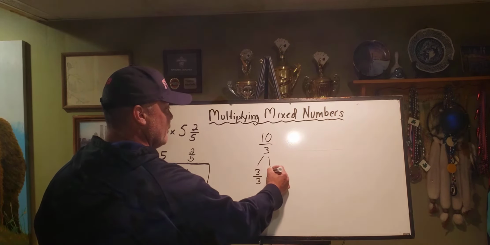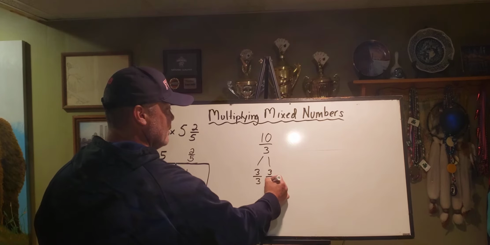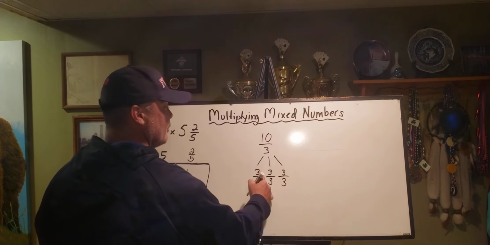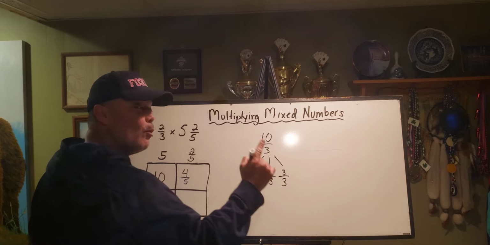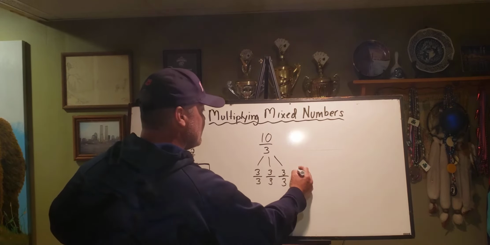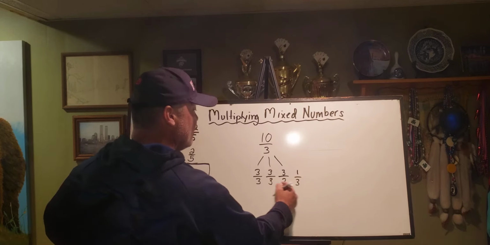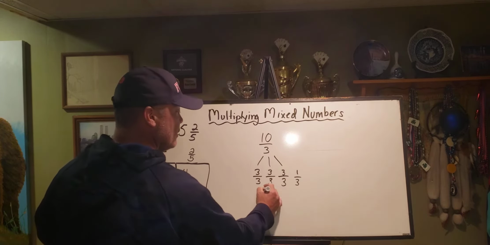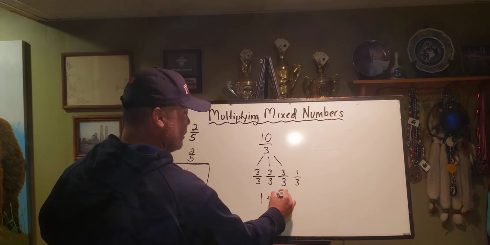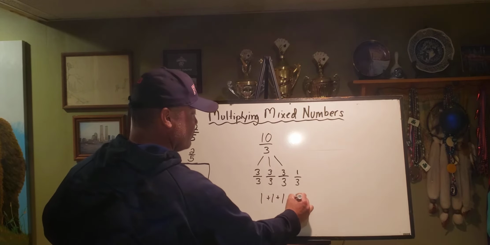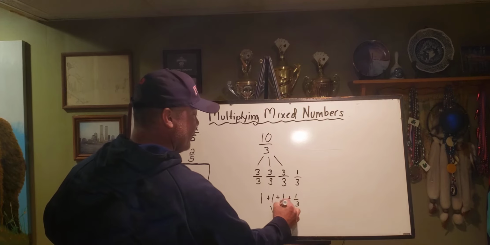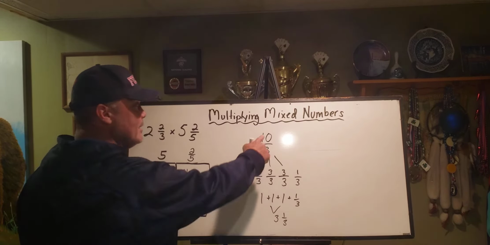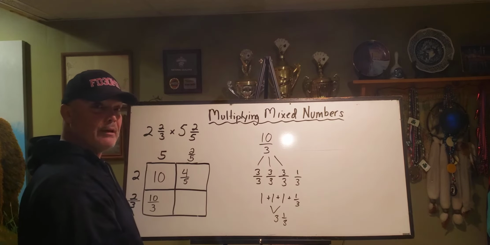I can take out another 3/3 and another 3/3. 3, 6, 9. Give me one more third left over. So I have 1/3 left for a total of 10/3. Well, that's a whole, whole, and whole. So that equals 1 plus 1 plus 1 plus 1/3 equaling 3 and 1/3. So 10/3 as a mixed number is 3 and 1/3.